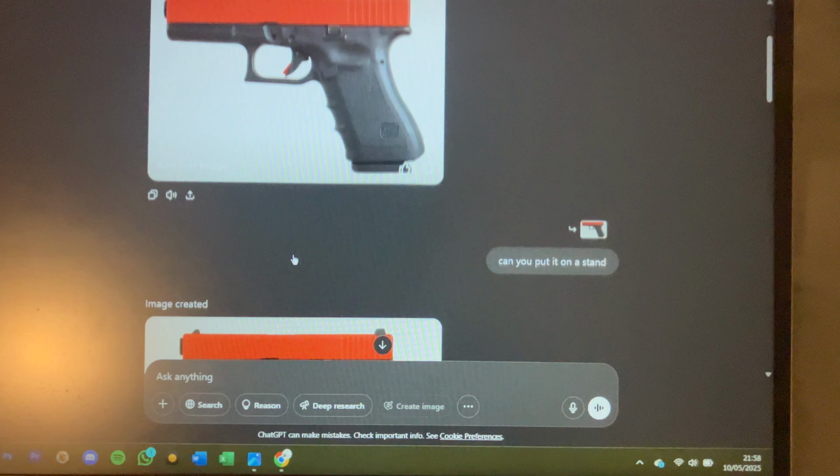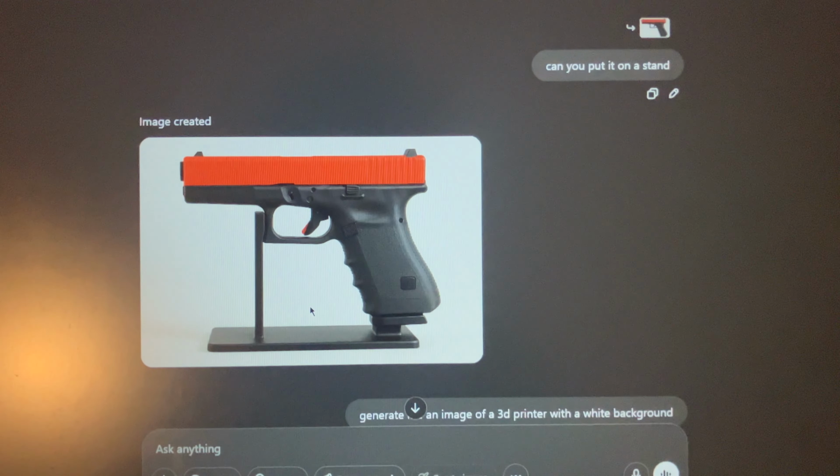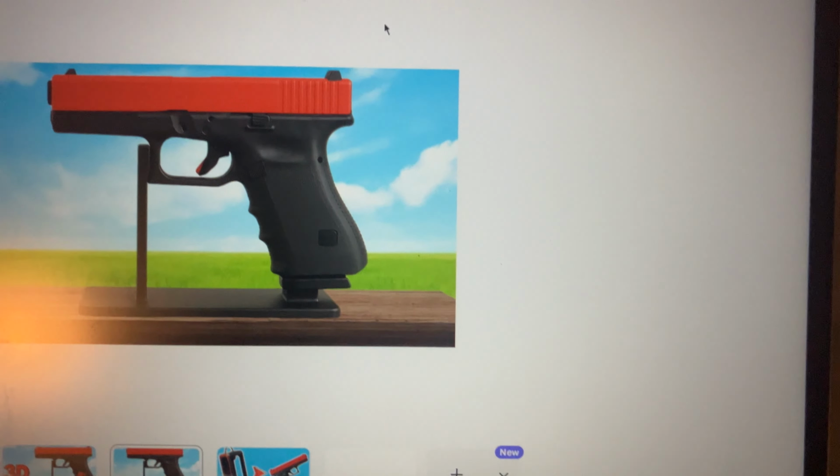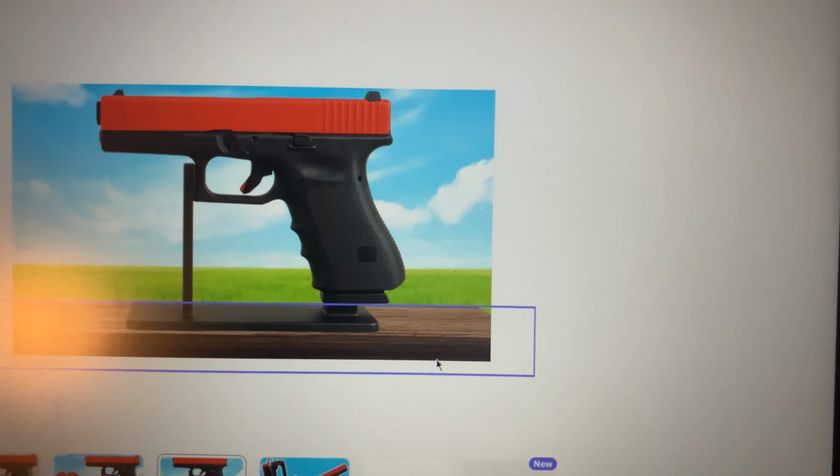And the way I made it was I gave ChatGPT a black Glock, and I said, "Can you make the slide red?" And it generated that image for me. Then I got it to put it on a stand, look like that. Smacked it in Canva, got the classic field with blue sky, put it on a table. So that is thumbnail 1.